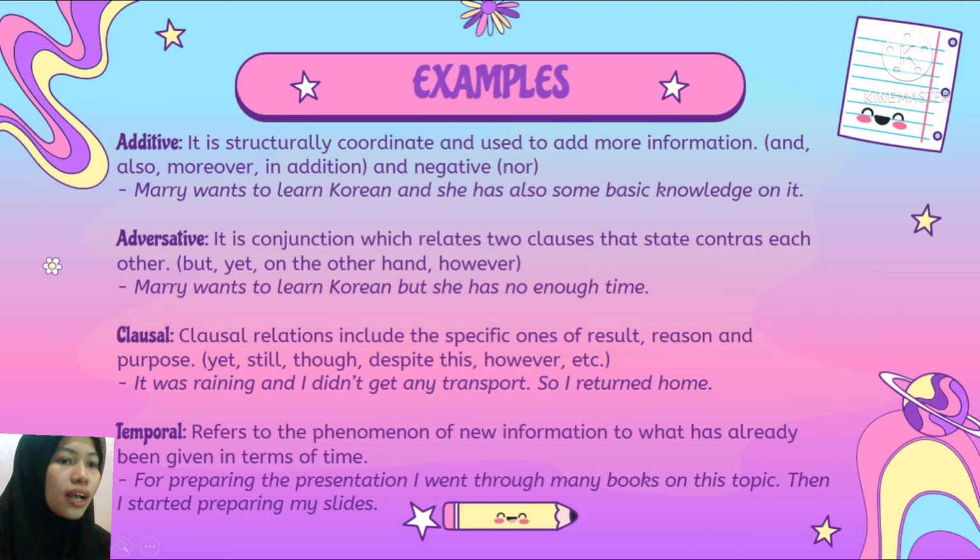Next, clausal. Clausal relations include the specific ones of result, reason, and purpose. There are yet, still, though, despite this, however, etc. For example: it was raining and I didn't get any transport, so I returned home. The next, temporal, refers to the relation of new information to what has already been given in terms of time. For example: for preparing the presentation, I went through many books on this topic. Then I started preparing my slides.